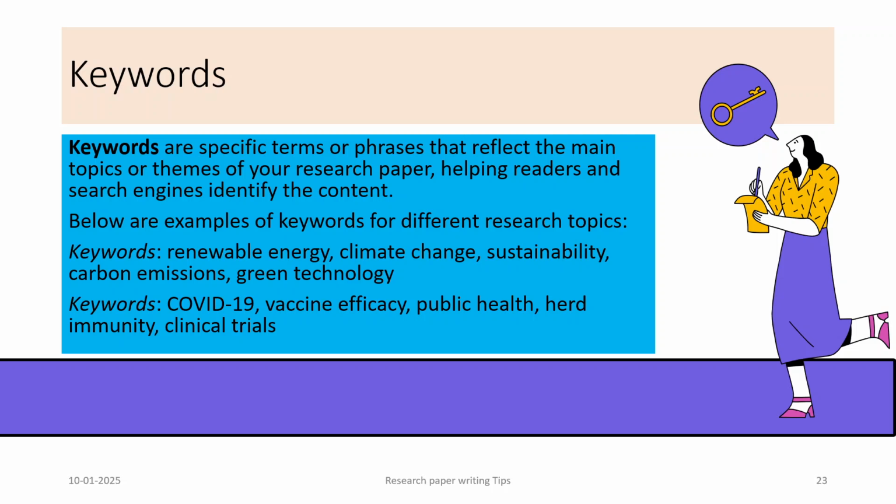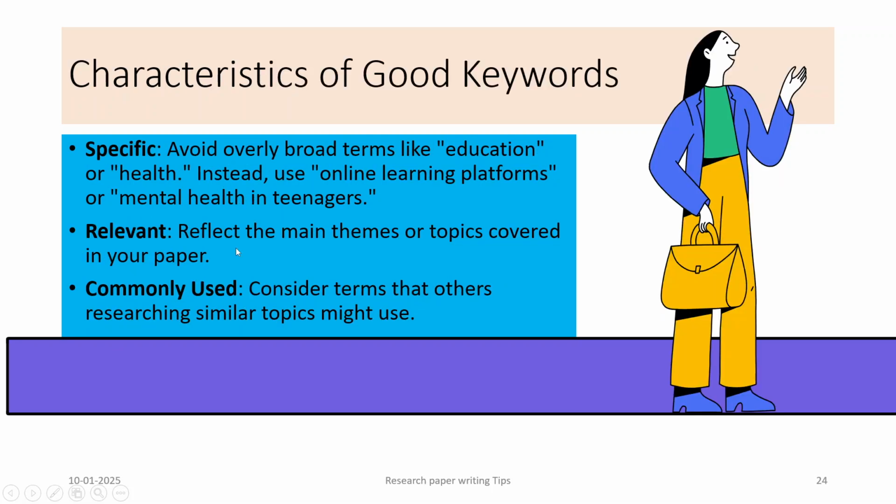So keywords are specific terms or phrases that reflect the main topic or themes of our research paper, helping the readers and search engines to identify the content. Say somebody is searching something from the keywords, you can understand these things are there in this content. Below are some examples of keywords. Suppose the same paper I'm writing on the role of renewable energy. The keywords can be renewable energy, climate change, sustainability, carbon emission, and green technology. Like that, for a thesis, you can write COVID-19 vaccine efficiency. So these are things you can take as the keywords. Maximum 5 you can use there.